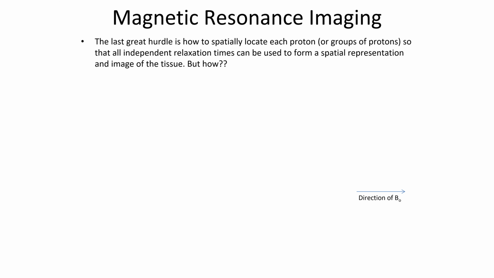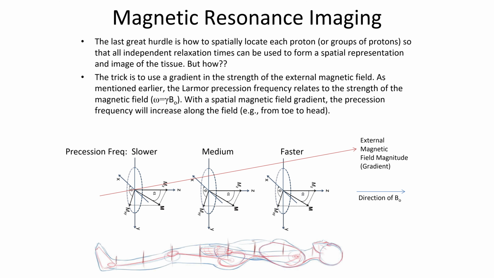And there were a lot of people that worked on this and made this happen, but the basic concept is simply to make a gradient of strength in the external magnetic field. So, for example, if we're doing some sort of whole body MRI, let's just make the field weak at your feet and make it much stronger towards your head. Well, you remember the precession frequency of the protons is going to be directly related to the magnetic field strength, which means protons are going to be precessing slower towards your feet and faster towards your head.